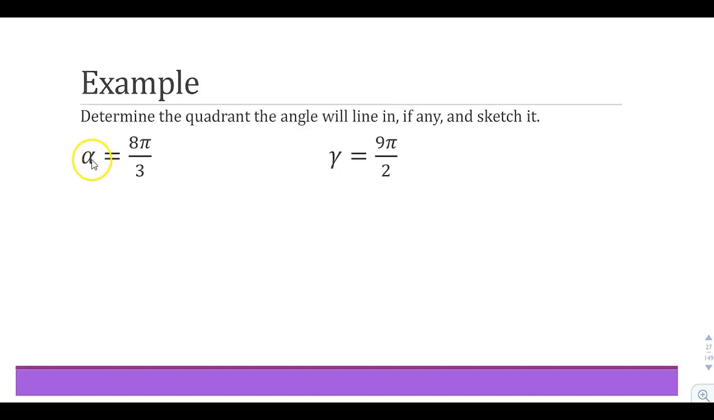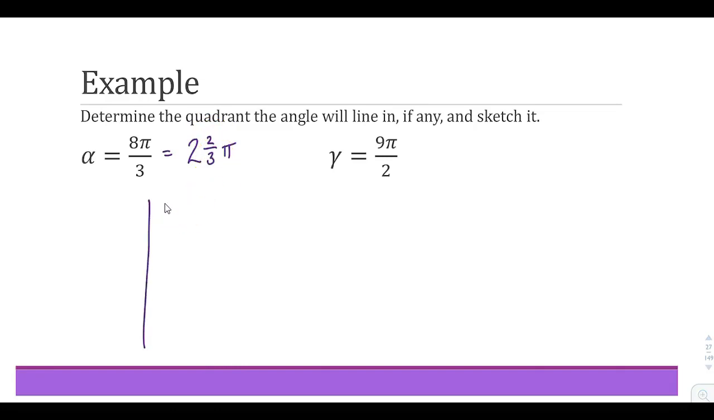So now we look at angle alpha, 8 pi over 3. And hopefully we can recognize this is more than 1 complete revolution. 8/3 is greater than 2. So in fact, I'm going to think about this as an improper fraction. So this is the same as 2 2/3 pi. So I'm going to go around 1 complete revolution, that's 2 pi, and then I'm going to go a little further, I'm going to go 2/3 of the way.